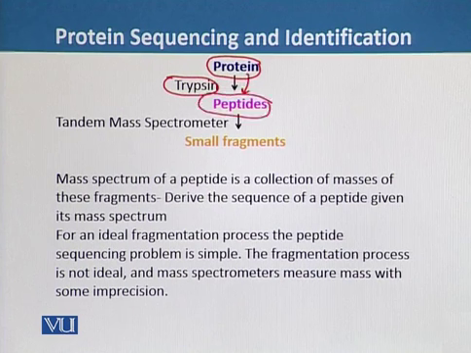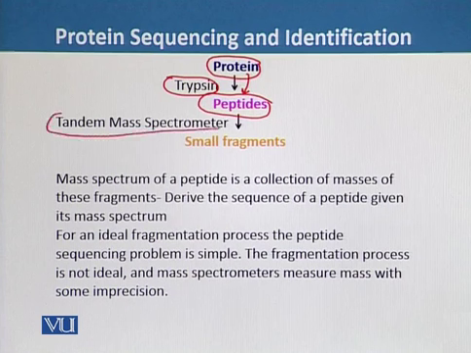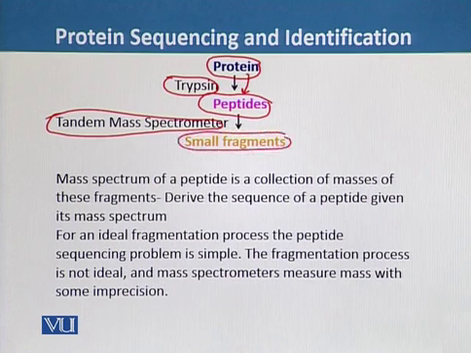So for example, if we consider this protein and use the enzyme trypsin, the protein will be converted into small peptides. Then we use these small peptides in another machine known as the tandem mass spectrometer, and this machine breaks the peptides into even smaller fragments in a very short time, and it measures the mass of each of these small fragments. The mass spectrum of the peptide is the collection of the masses of these fragments. The protein sequencing problem is to derive the sequence of the peptide given its mass spectrum.